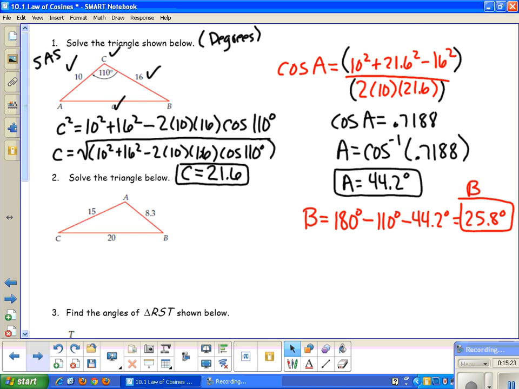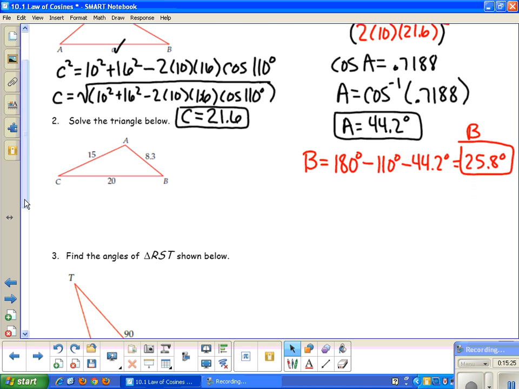So let's look at number 2 here. For number 2, it says we want to solve the triangle below. For this triangle, we are given all 3 sides. So side, side, side. If I'm given all 3 sides, that means I can use the law of cosines. And in this case, I'm going to have to use the alternate law of cosines because I'm trying to solve for the angles.